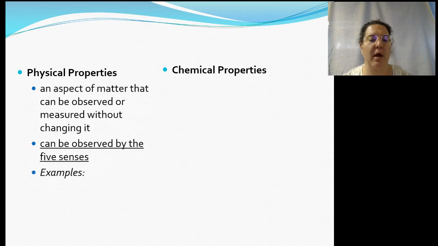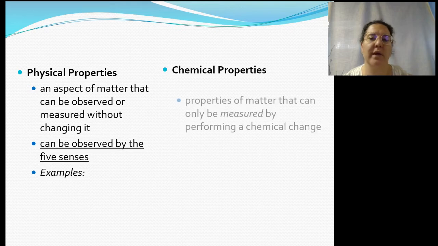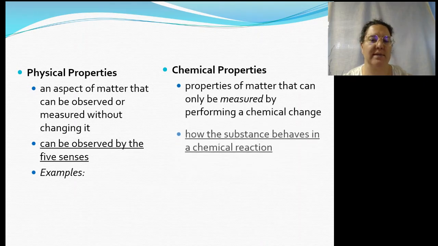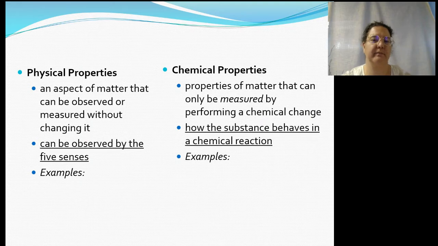So, when we're looking at properties of atoms, elements, and compounds, we can look at the physical properties as well as the chemical properties. Physical properties are aspects that can be observed or measured without changing the substance. So, we can look at the color, we can shine a light through them and see what kind of crystallography is formed.